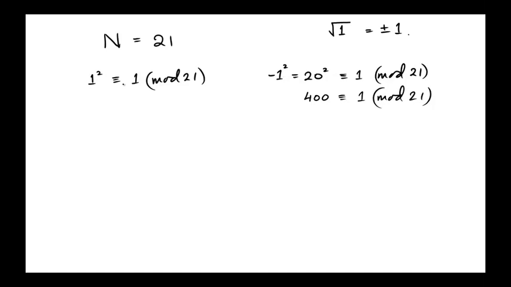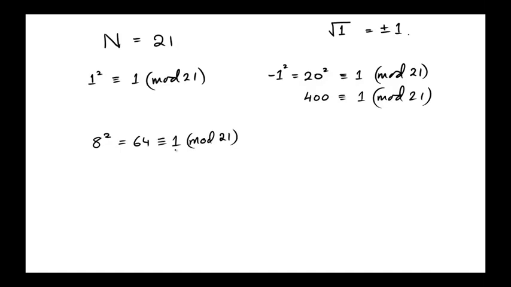So there's another square root of 1 mod 21, and that happens to be 8, because 8 squared is 64. Now you can see when you reduce it mod 21, 21 times 3 is 63, and so the remainder is 1. So 8 squared is 64, which is 1 mod 21.